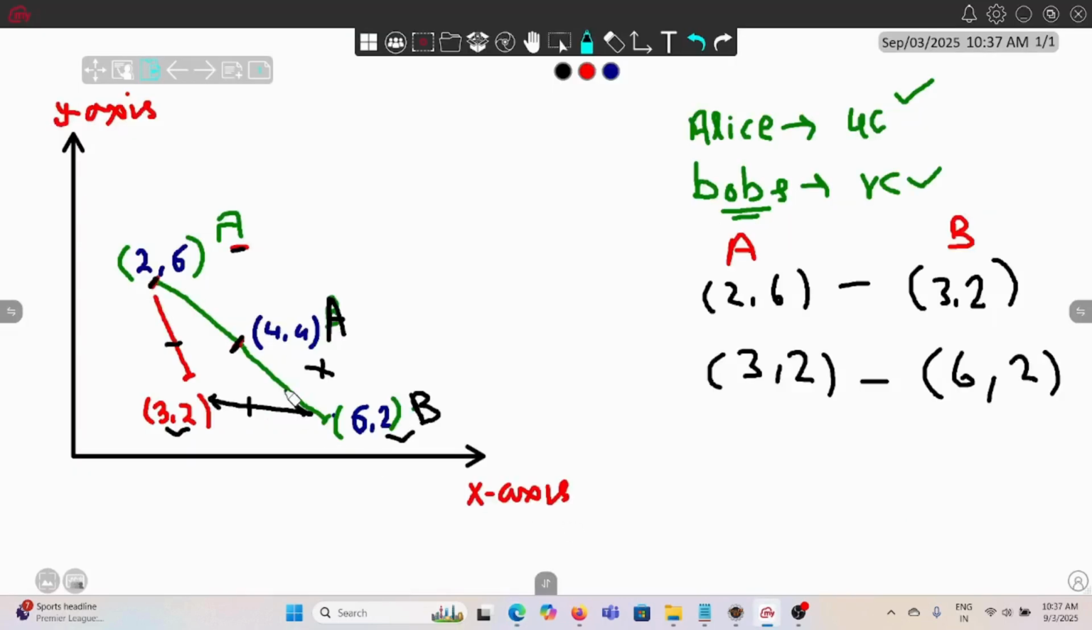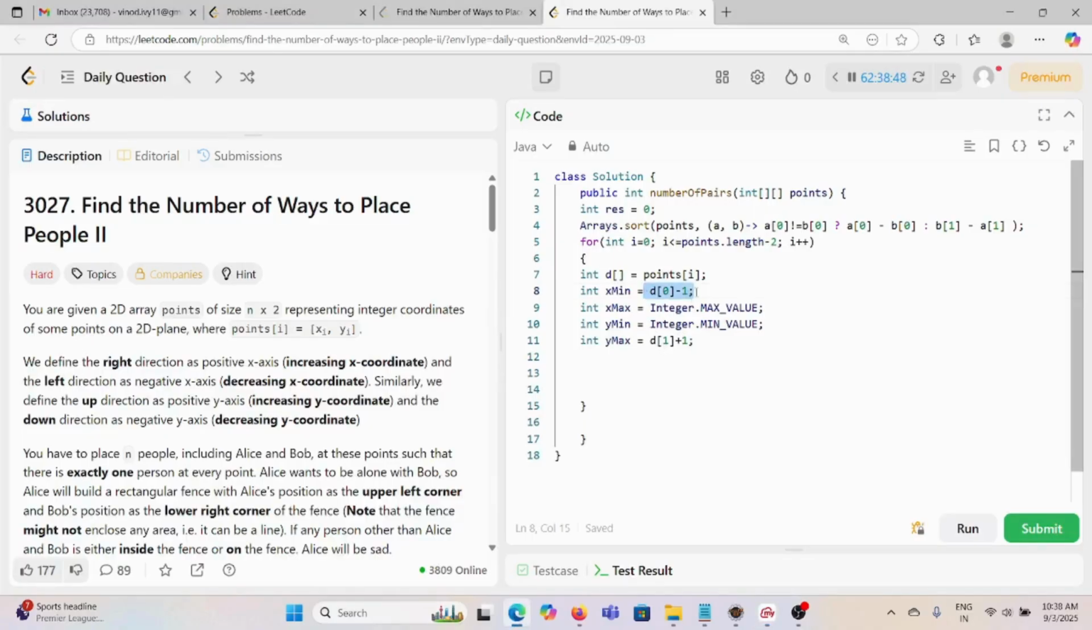Why? For example, you can see here we are starting with x equal to 2, right? So we are taking x min equal to 2 minus 1, because there could be a point which is lying on this line. So the minimum value should be whatever value is here minus 1. So that is why we started x min equal to d0 minus 1. For x max, we are taking the maximum value, because we don't know, on the right side we can go up to any value.